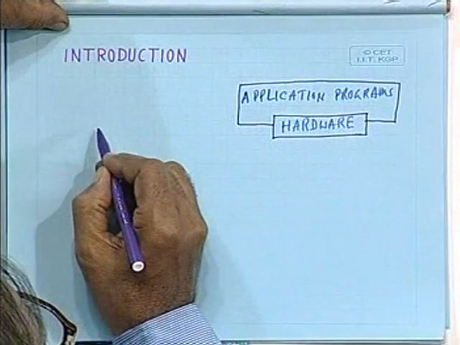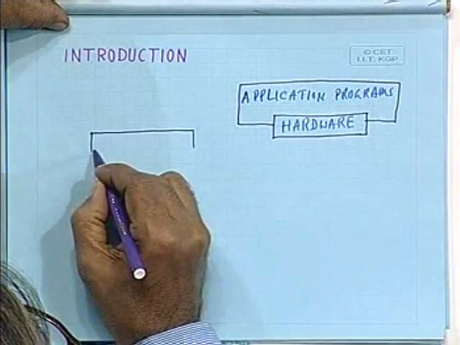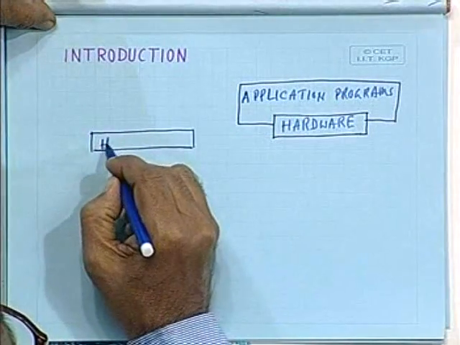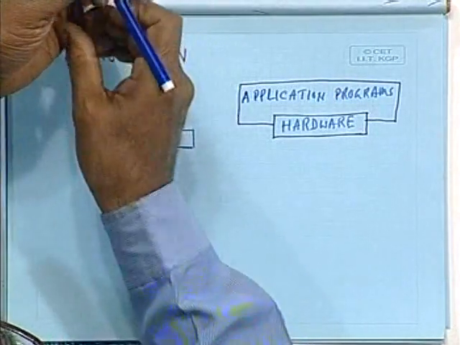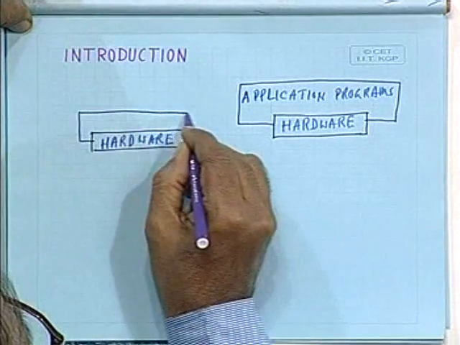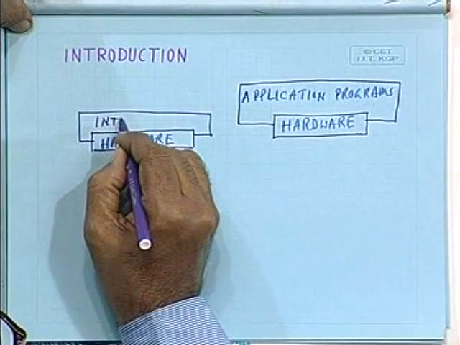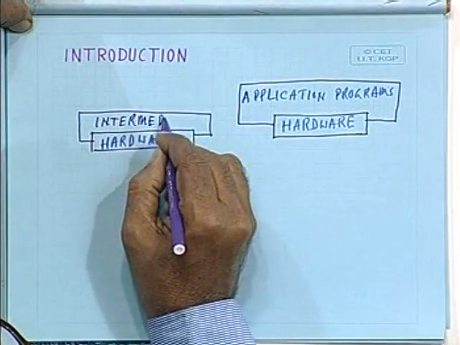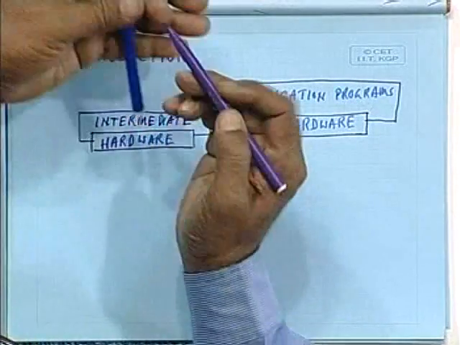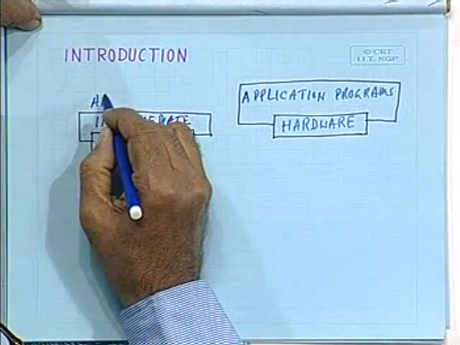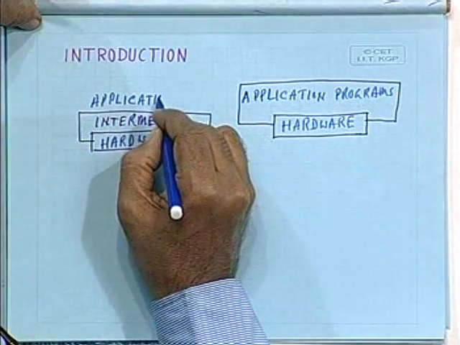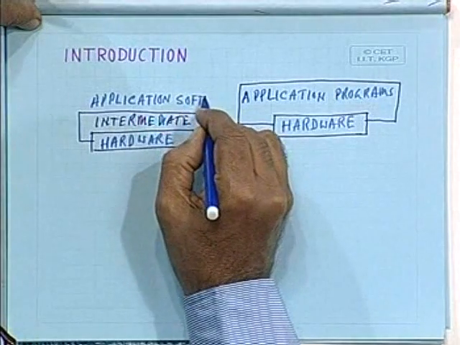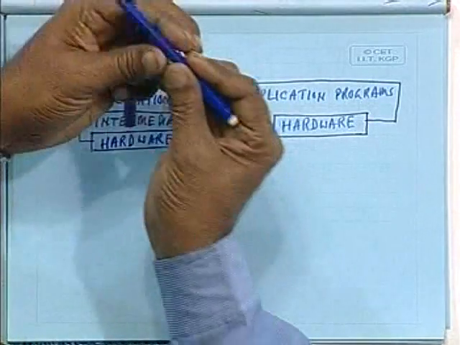In such a situation, it is necessary to have something in between. That means you will have hardware somewhere here, then you will have something in between, intermediate software, and then you will write application software on top of this intermediate software. This is where the application software will be written. So this is how it can be done.